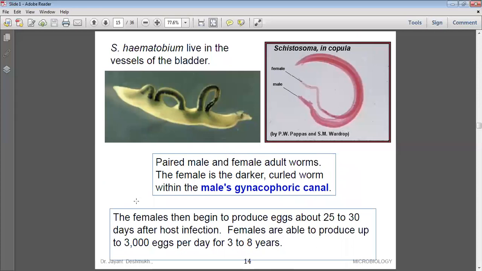Schistosoma haematobium lies in the vessels of the bladder, meaning the venous plexus of the urinary bladder, not the gallbladder. Schistosoma in copula: copula means the male and female are present together, and this is known as the site of the vernaculum. Paired male and female adult worms. The female is the darker, curved worm within the male's gynecophoral canal. The female begins to produce eggs about 25 to 30 days after host infection. Females are able to produce up to 3,000 eggs per day for 3 to 8 years. And why do they survive? Covered with the RBC antigen.